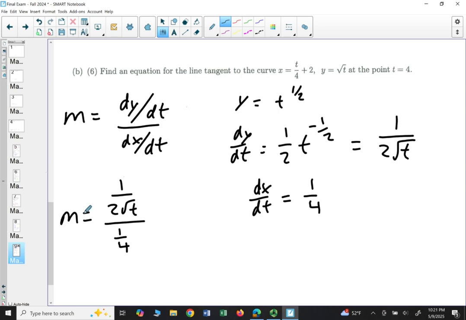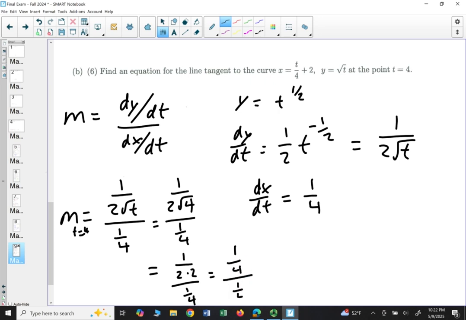Okay, now what we need is the slope at t equals 4. Right, so we're at t equals 4. So that means we have 1 over 2 square root 4. So 2 times 2, right? Square root of 4 is 2. So we have 1/4 divided by 1/4. A number divided by the same number is equal to 1. So we have a slope of 1.